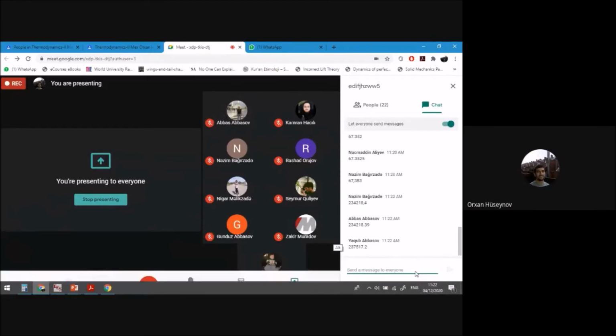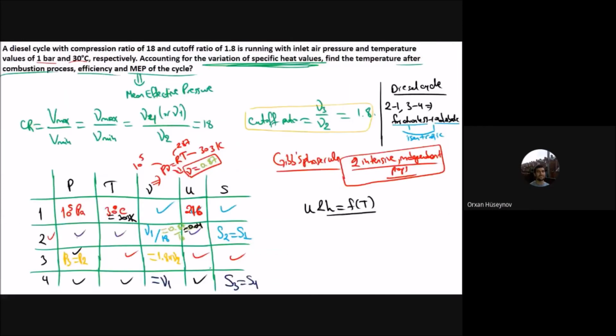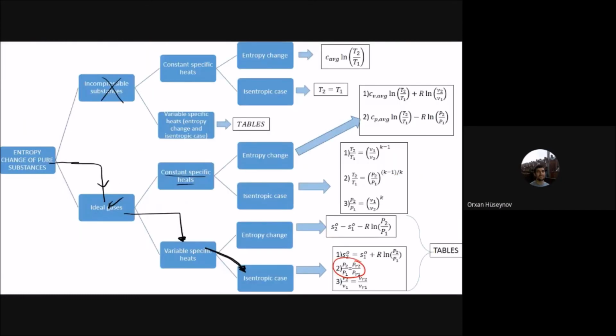Okay, no problem, dear friend. So this is the pressure at 4. I have found the pressure at 4. I have found all of the states. You can see all of the states have been found by simply using the Gibbs phase rule. This phase rule is very important. You will see that in the next cycles, we will only need the Gibbs phase rule.